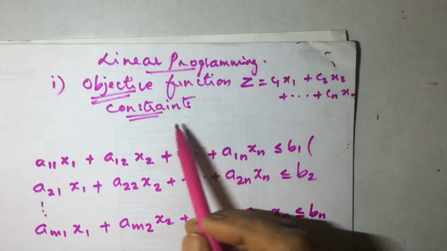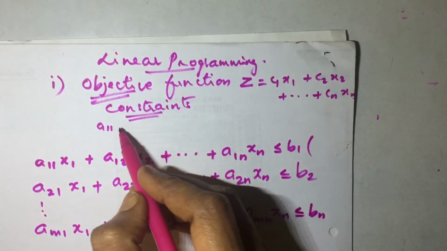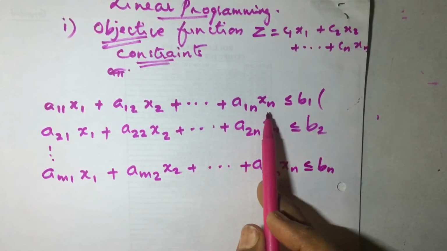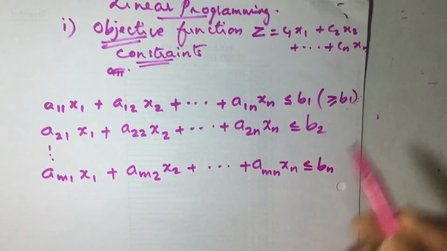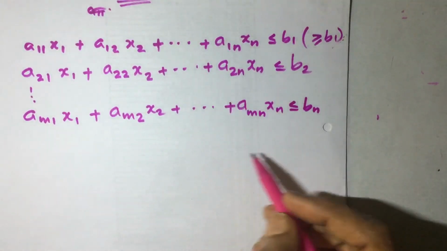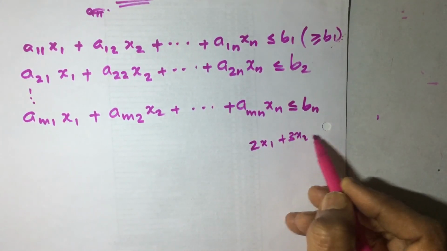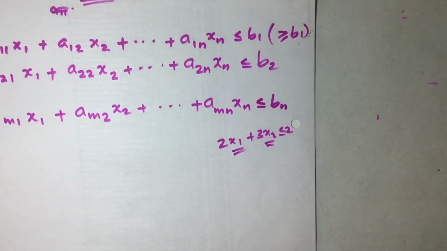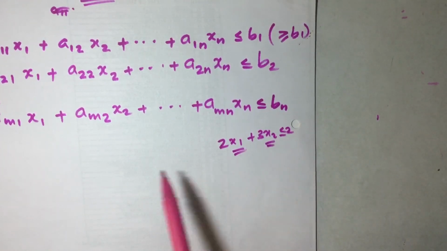Now suppose some constraints are given, meaning restrictions, say a11 x1 plus a12 x2 plus etc. plus a1n xn less than or equal to say b1, or this can even be greater than or equal to b1. Say, in a simple example for this general case, 2x1 plus 3x2 is less than or equal to 2. Here x1 and x2 can be any terms, say the cost and production. So it should be less than or equal to 2. That is one of these constraints.